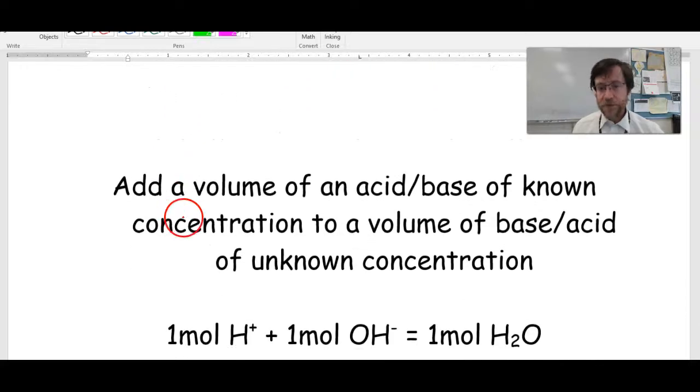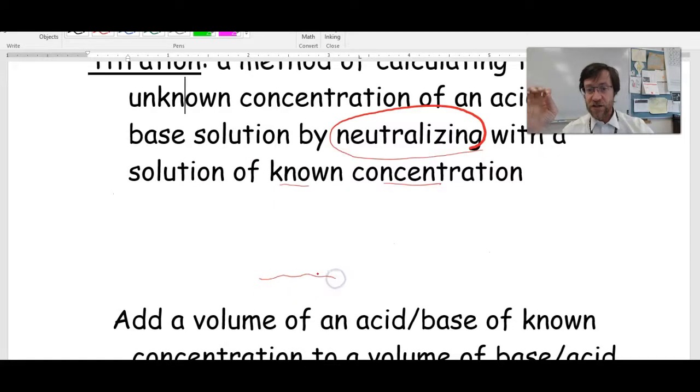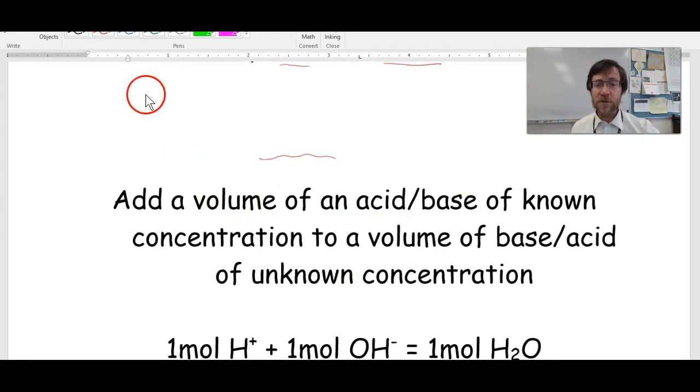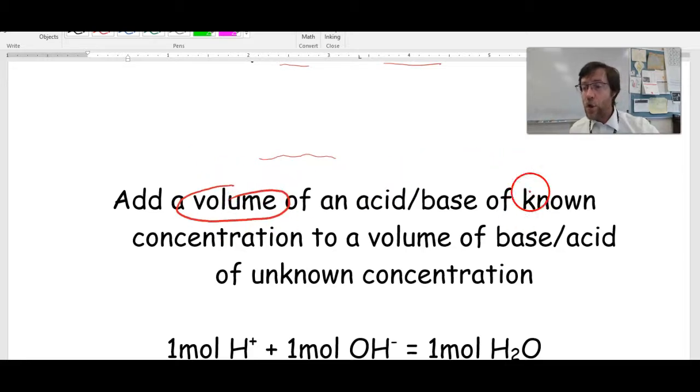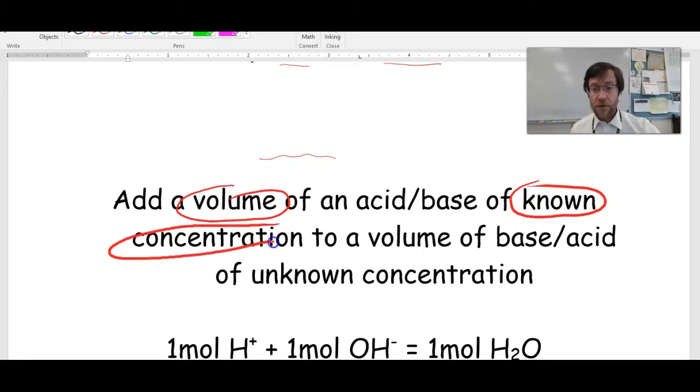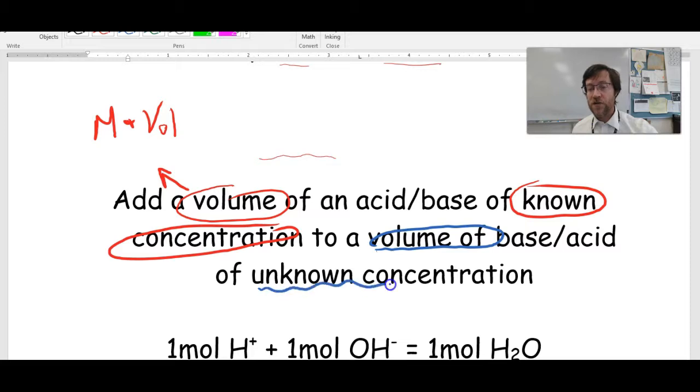So here's how it works: a volume of an acid or base is added to a known volume of another, but we're not sure what the concentration is. So what we do is we take a volume of a known concentration, okay? This means that we know the molarity and we know the volume. You got it? And we add that to a known volume, but we don't know the concentration. So here we have volume, but the molarity, we're not sure. And that's basically how titrations work, right?